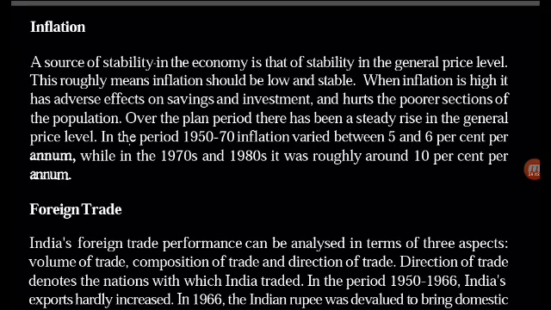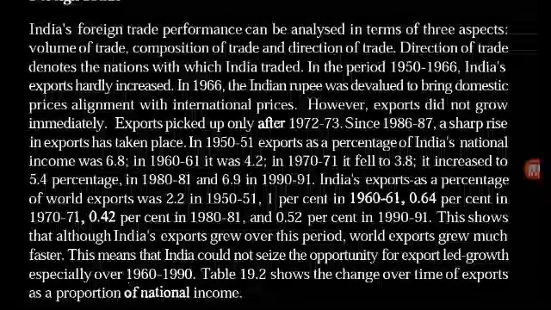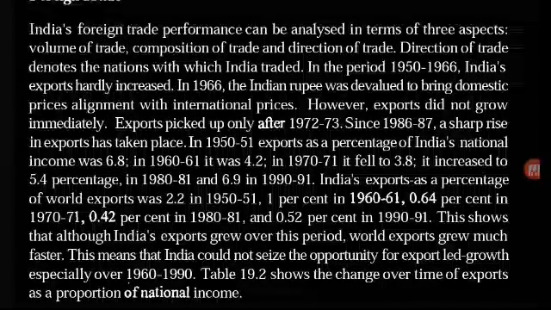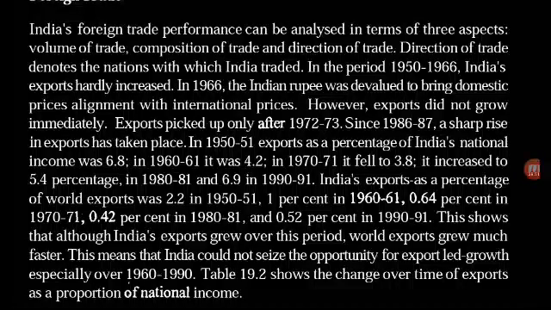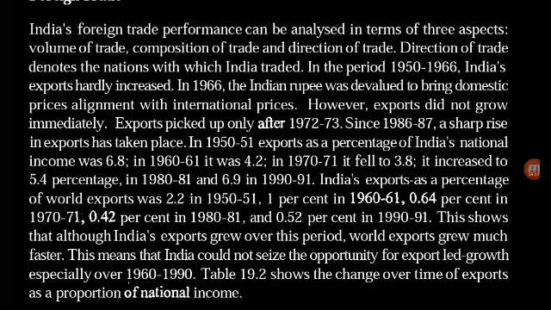Foreign trade. India's foreign trade performance can be analyzed in terms of three aspects: volume of trade, composition of trade, and direction of trade. Direction of trade denotes the nations with which India traded. In the period 1950 to 1966, India's exports hardly increased. In 1966, the Indian rupee was devalued to bring domestic prices in alignment with international prices. However, exports did not grow immediately. Exports picked up only after 1972 to 73. Since 1986 to 87, a sharp rise in exports has taken place.